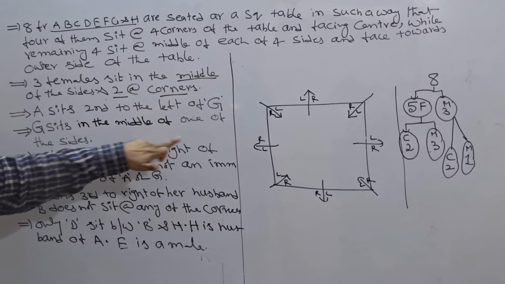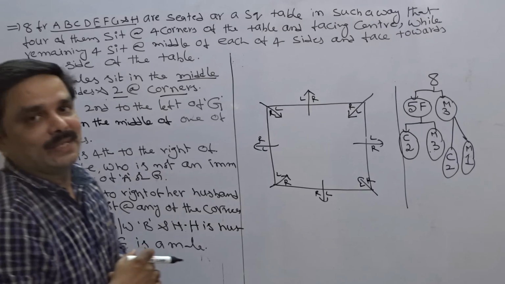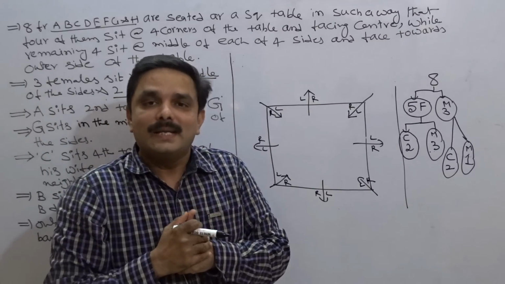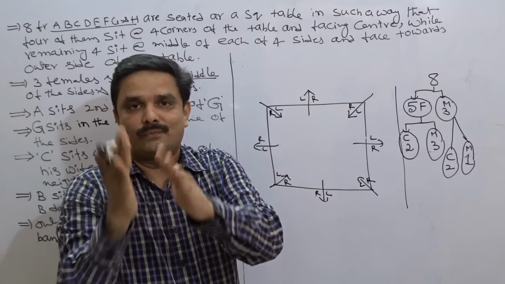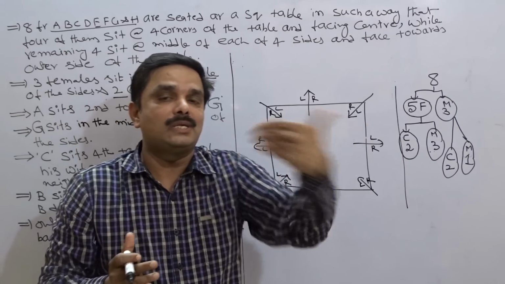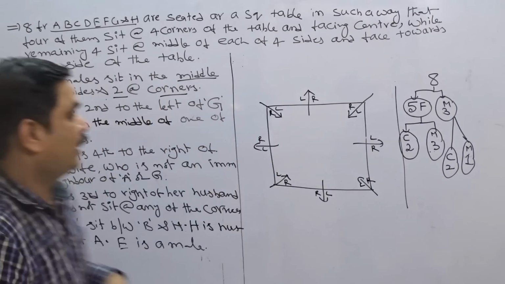Now go for this one. G sits in the middle of one of the sides. Now you see, G sits in the middle of one of the sides. First I'll accommodate G on the 4 places, any one of the 4 places. Subsequently A is going to be placed. Where shall I go for this one?